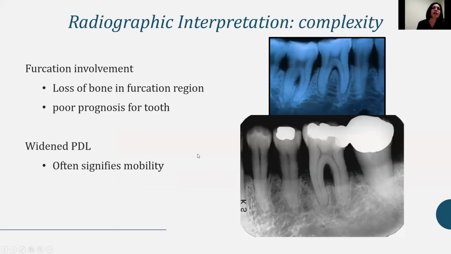So when we think about interpreting for the complexity and we think about the furcation involvement, we have to understand that furcation involvement doesn't always show up when it's very, very mild. If it's just starting to involve the furcation, we don't always see it, but we can feel it with the probe. And that's why it's so important that we're probing.